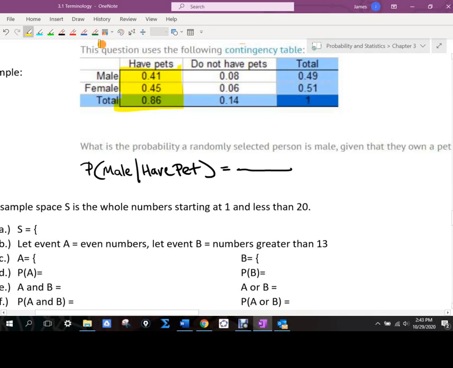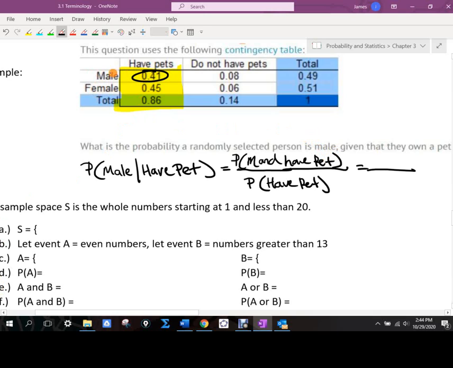Working through this, we have the probability that they are male and have a pet. That's my numerator. And what's the denominator going to be? Yep, have a pet. So what's the probability that they're male and have a pet? 41%, right? That's the intersection of that row and that column. That's the numerator. Now what's the probability that somebody has a pet? 86%. So we'll divide that out: 0.41 divided by 0.86, and we get 0.477-ish.